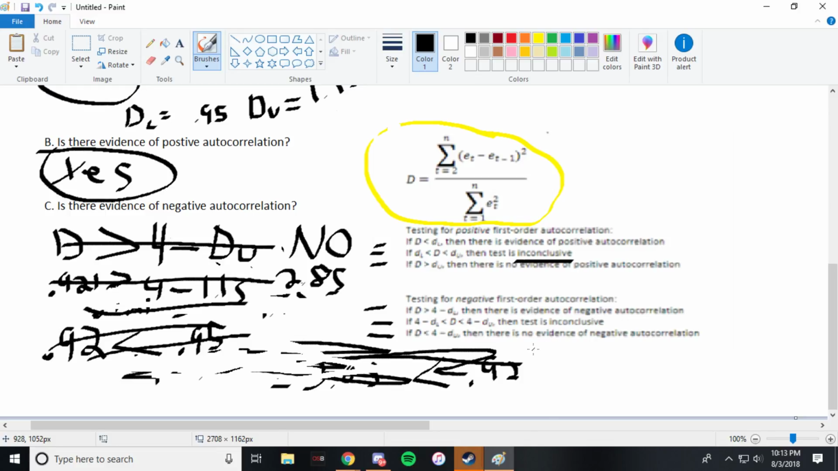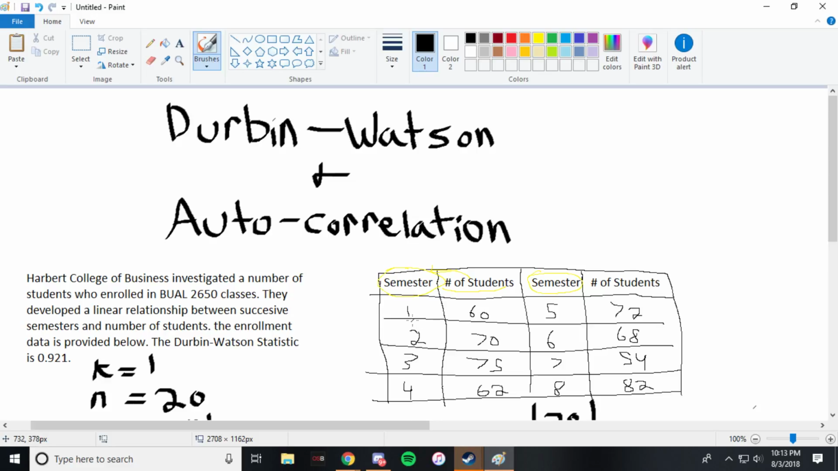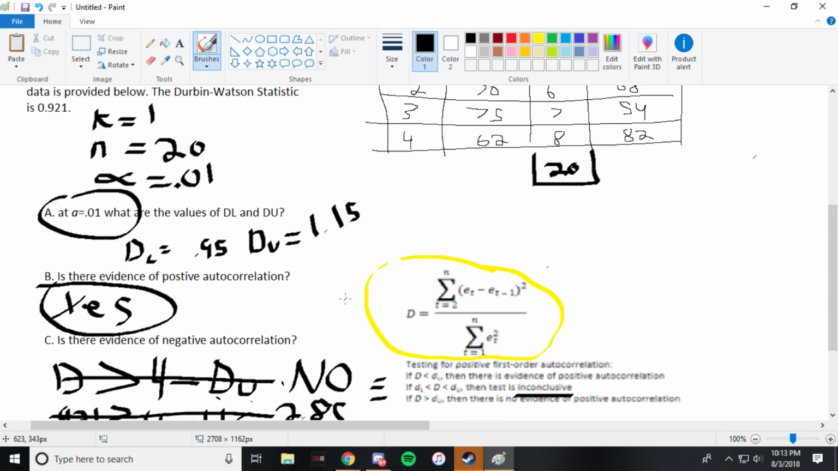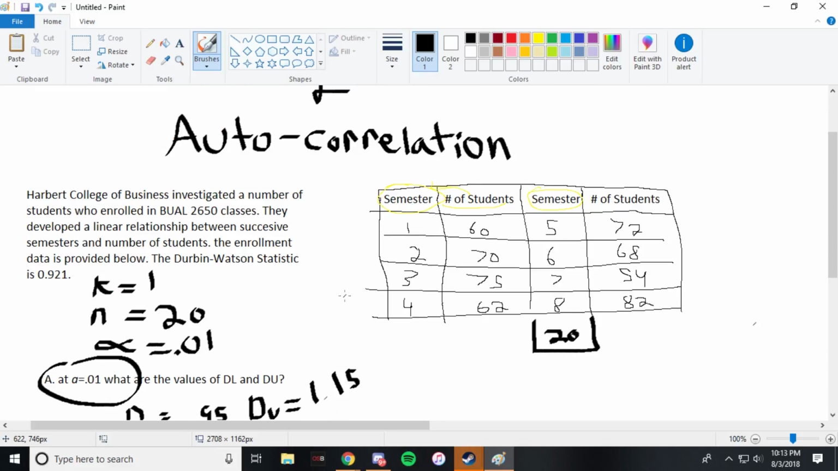So this is my video on the Durbin-Watson statistic and autocorrelation, and how to find if there's evidence for positive and negative autocorrelation. I hope you have learned something, so stay tuned for next week's episode where we discuss linear regression.